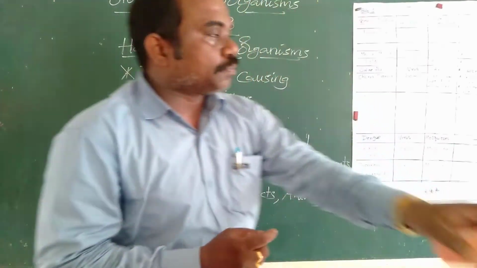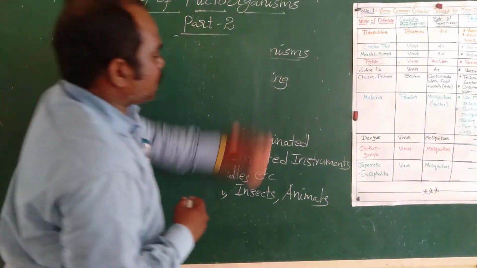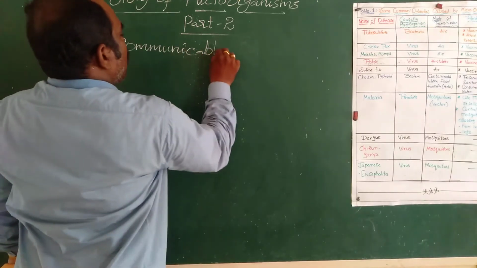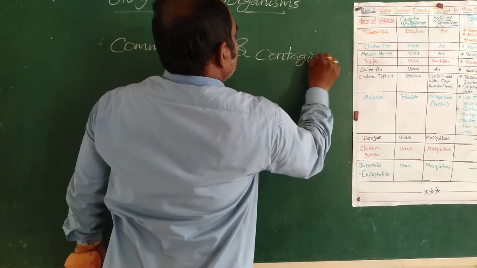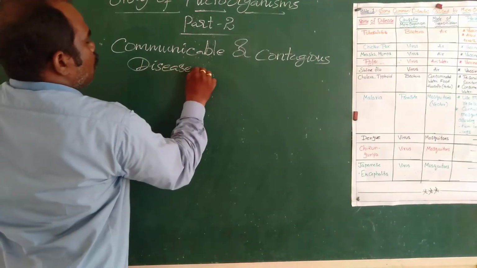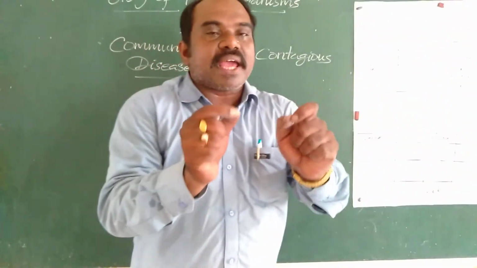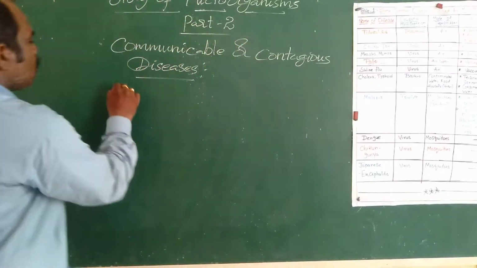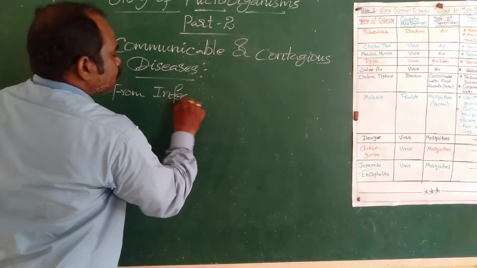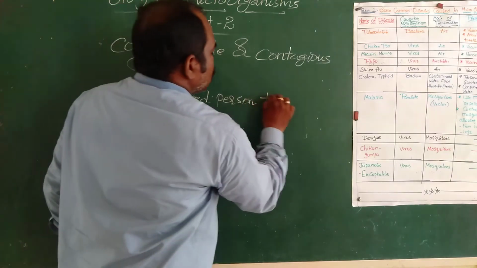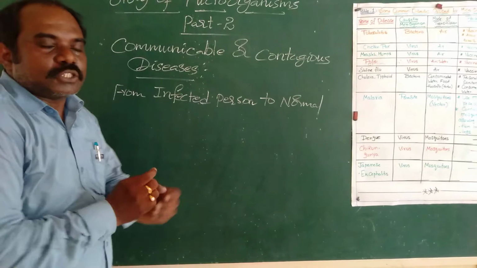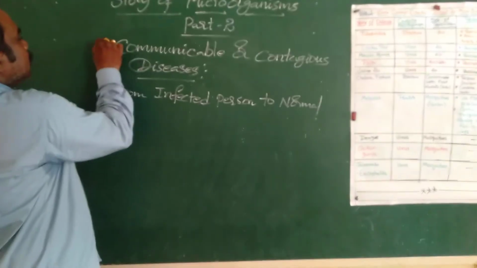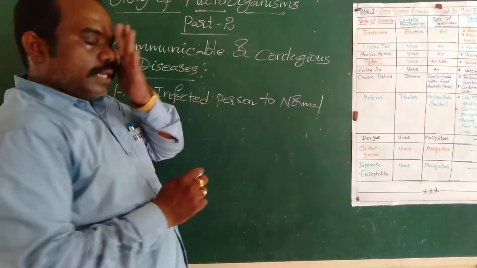So this type of diseases are communicable diseases or contagious diseases. What is meant by communicable disease or contagious disease? The disease is transmitted from an infected person to a normal healthy person. This is known as communicable or contagious disease.